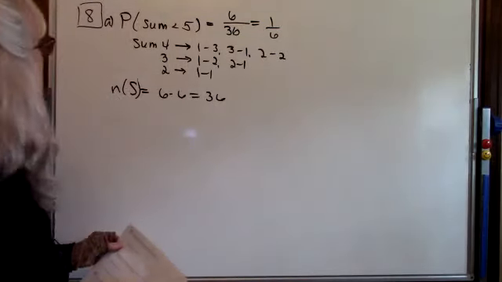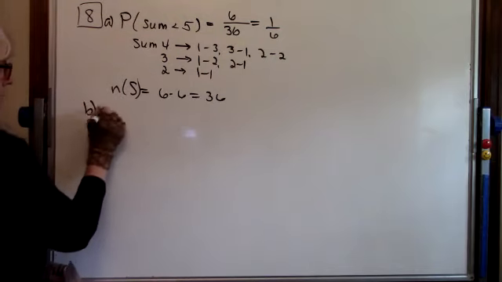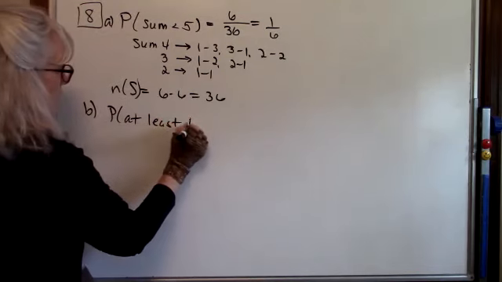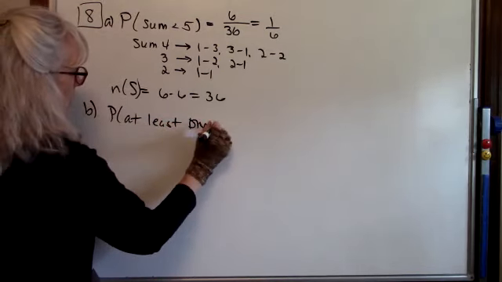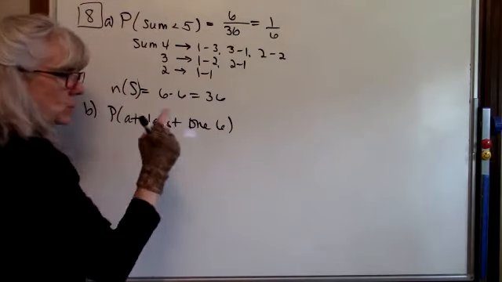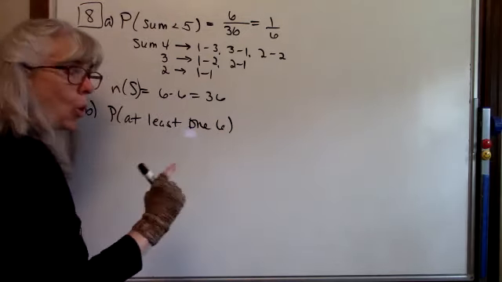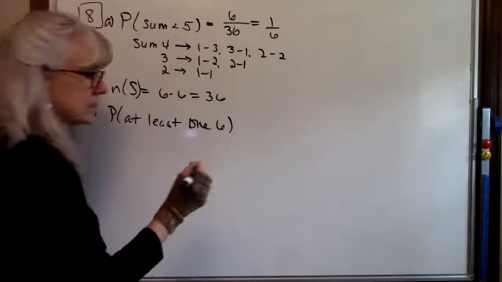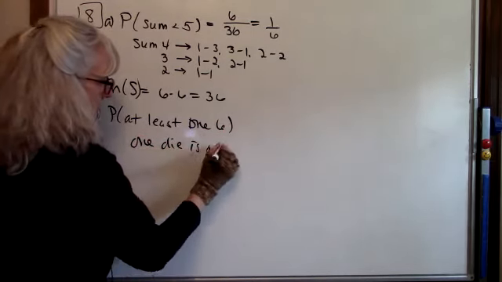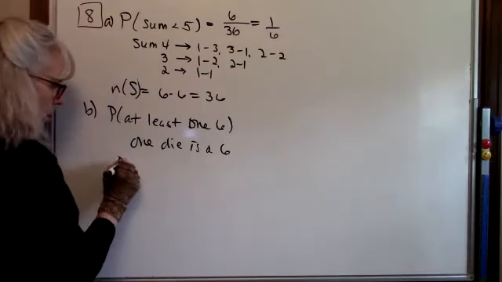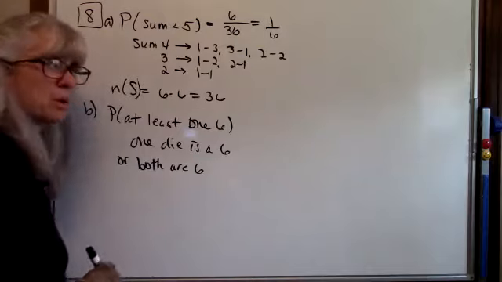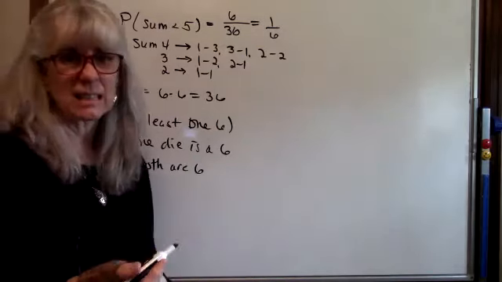Okay, part B says, what's the probability of at least one 6? Okay. So at least one 6 means one die is a 6 or both dice are a 6. So I'm going to write that out. One die is a 6 or both are a 6. Now they didn't tell me which of the dice, the first or the second, is the 6.